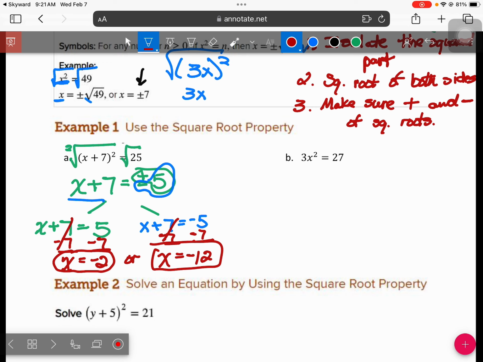Any questions about that? Do you have the notes? The white packet?